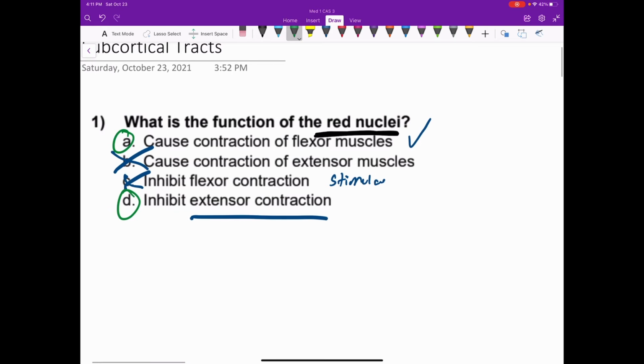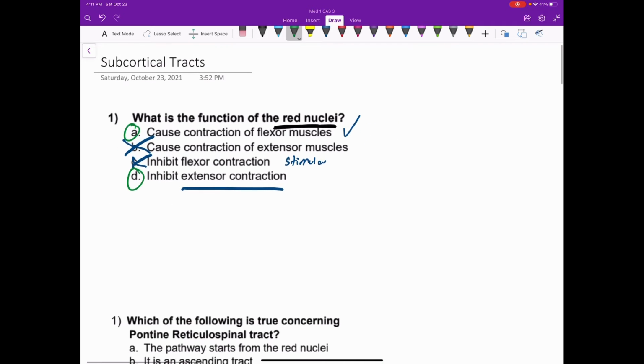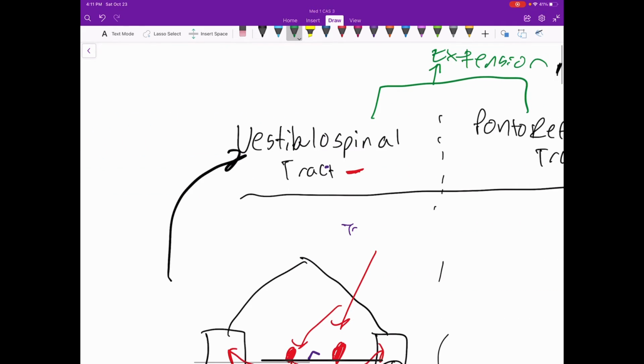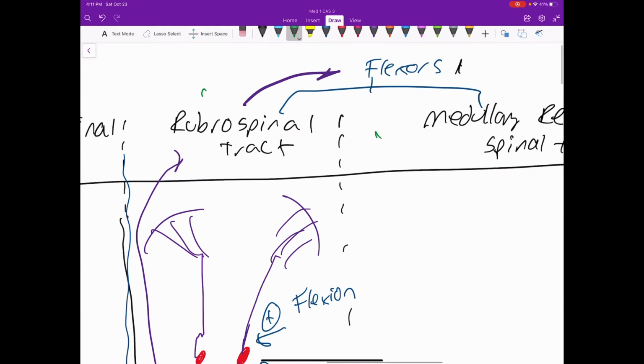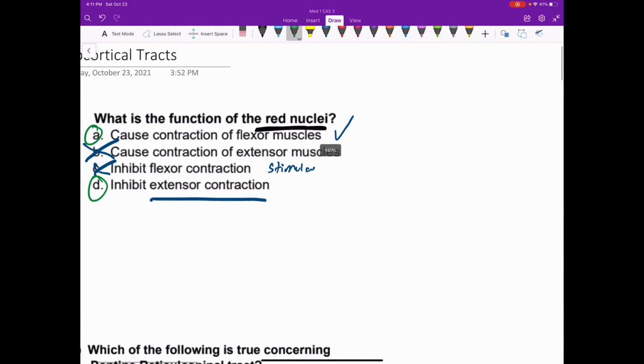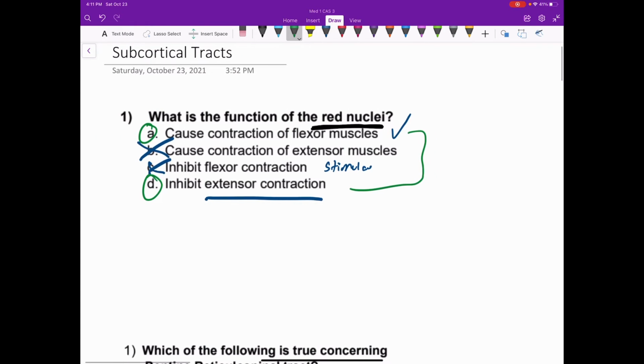I took these questions from Ninja Nerd, and his questions are great. However, he has them in different groups, so he'll have certain questions just for the vestibulospinal tract, just for this tract, and just for this tract. I combined them all, so we're going to have two different answers, but we have to know the red nuclei does these two things. Okay, let's continue down.